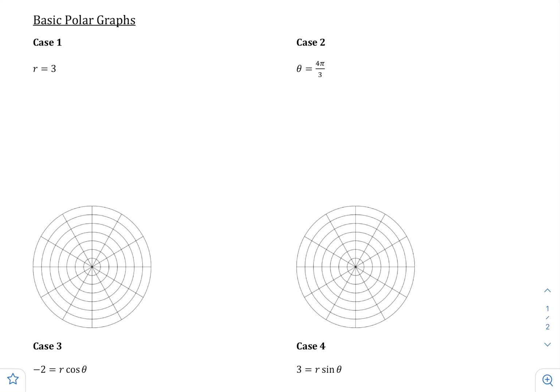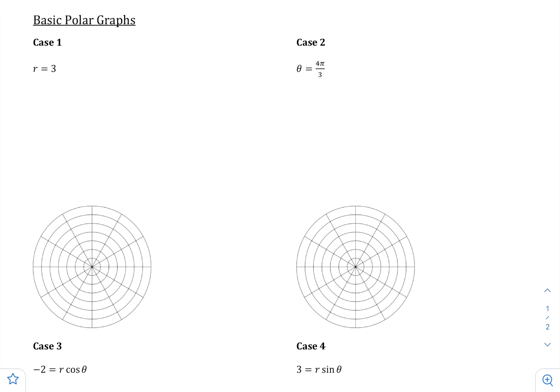We're going to graph some basic polar graphs. I'm going to name them by cases just to put them in a general form. The basic ones are going to be cases 1 through 4. They don't require much work at all. In the next videos, we're going to do cases 5, 6, and 7.